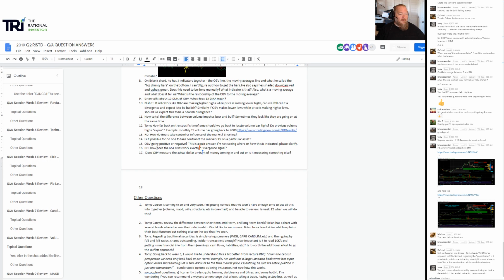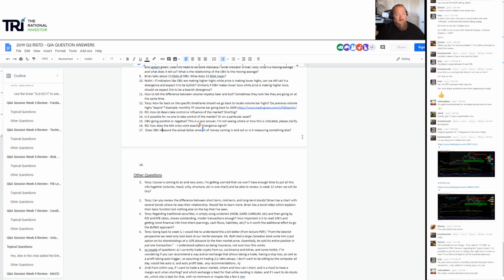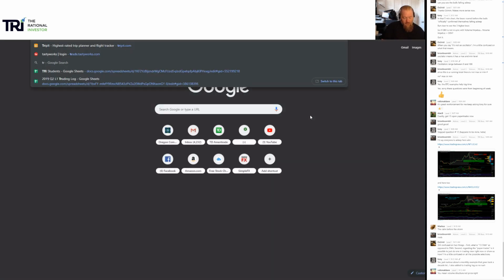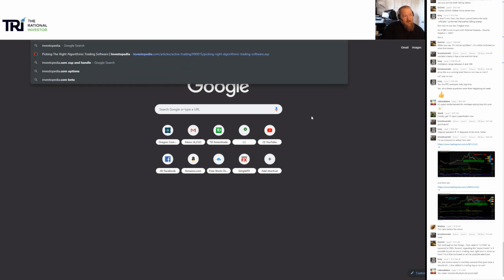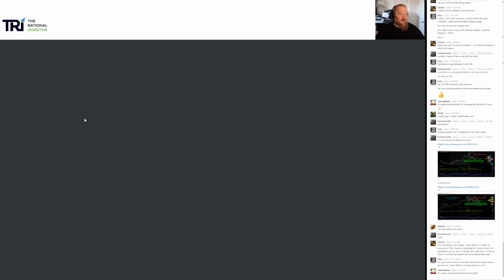All right, cool. Does OBV measure the actual dollar amount of money coming into or out, or does it measure something else? Let's go take a look. Investopedia.com OBV? We can see the literal calculation here.